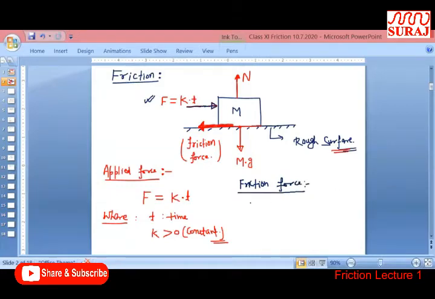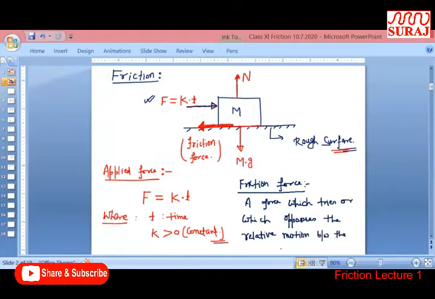If I write the definition of friction force here, how will you write this? A force which opposes the relative motion between the surfaces in contact.